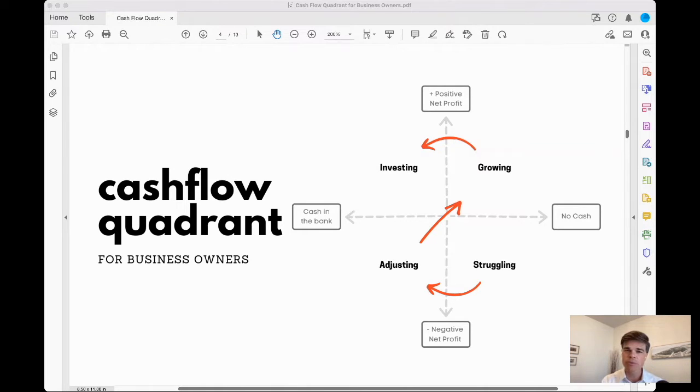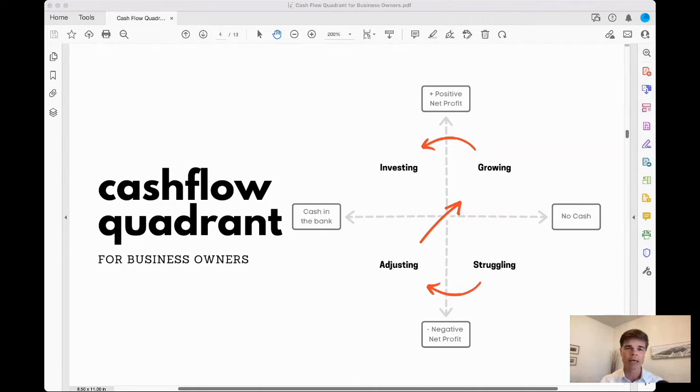In our transportation business, same thing. We have cash in the bank and we've got positive net profit, which means we're now looking to make investments into either a new property or maybe into doing some other things with the business to try and really get a great return on our capital.